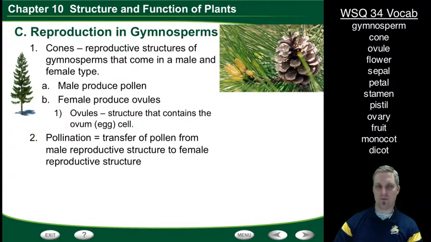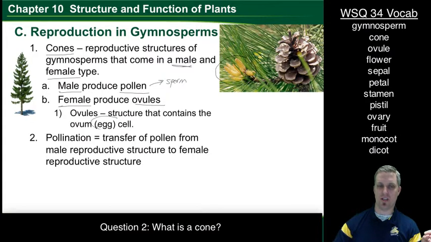So gymnosperms, as we just talked about, when we talk about the reproductive structures, the ones that should jump out to you are a few. One, cones. Cones in a gymnosperm are the reproductive structures. These come in a male and a female type, as we can see up here. The male produces pollen, and inside the pollen is sperm, which is the male reproductive cells. The female produces ovules, and the ovules are structures that ultimately contain the ovum or the egg.